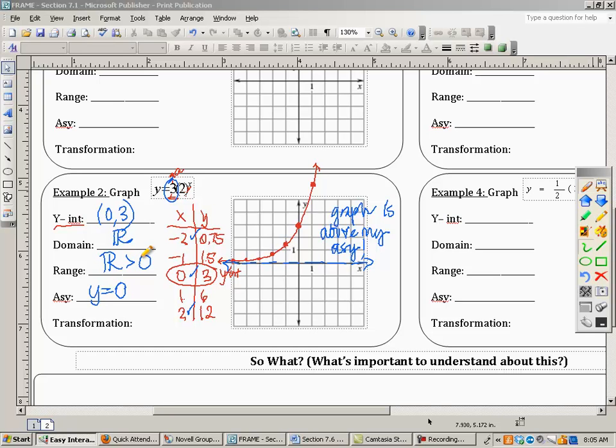Now, this one does have a transformation because there's a number now in front. And so that number in front, we want to discuss what happens. My normal y-intercept is at this point 0, 1. You'll notice that this new y-intercept is farther away from my asymptote. And so if it's stretching, it's going farther away, we say that's a stretch of 3. Because it's stretching, the graph is stretching farther away from this asymptote line.